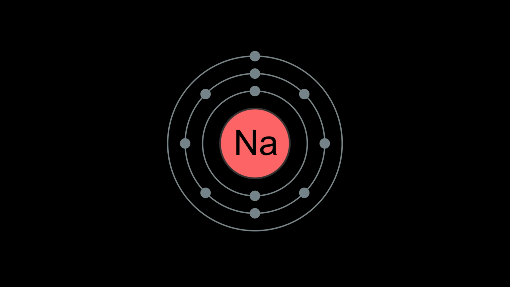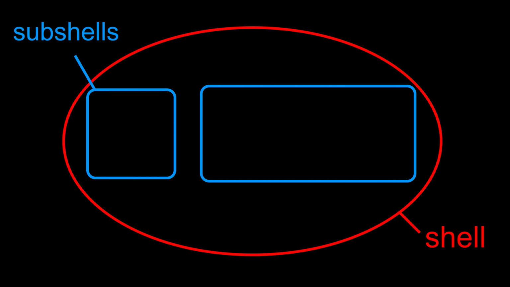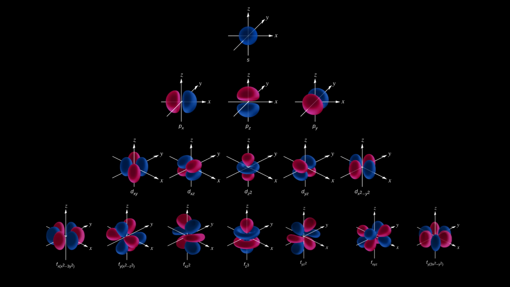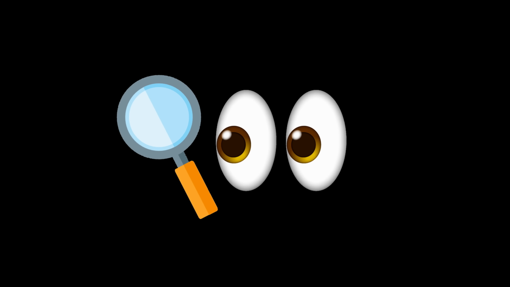All electrons inside an atom are described by four quantum numbers, n, l, ml, and ms. n corresponds to the shells, so all electrons with the same n are in the same shell. Within the shells, we have subshells with multiple orbitals, which are three-dimensional regions in space where electrons could be. We know these exist thanks to Schrödinger's equation, which gives a probabilistic wave function. You can imagine it as a cloud, and the denser it is, the more likely an electron is to be there if we were to look for it.